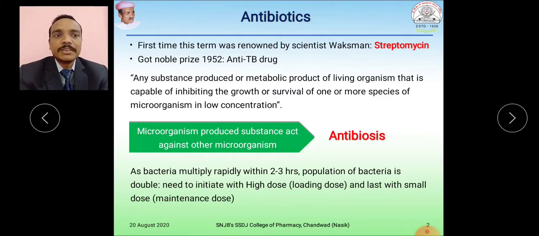Similarly, from this, the term antibiotic was discovered. Now, when can we start antibiotic treatment? When bacteria multiply rapidly, like doubling within 2 to 3 hours, there is a need to initiate antibiotic therapy with a high dose, that means the loading dose, followed by the maintenance dose.